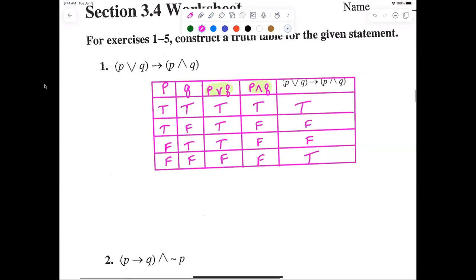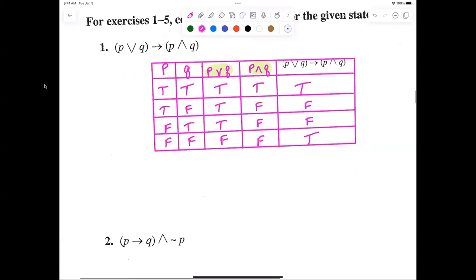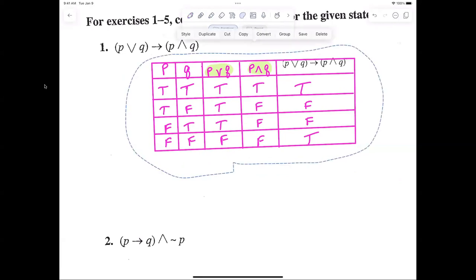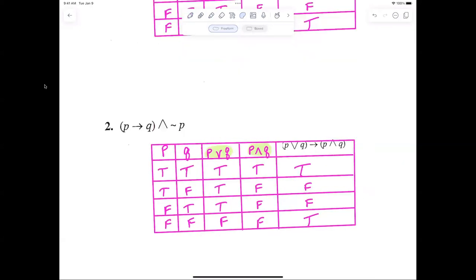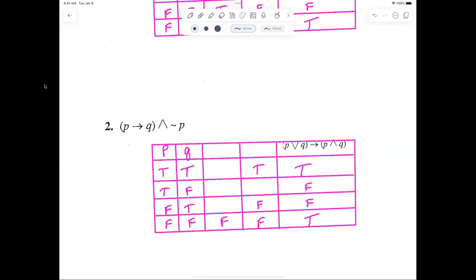Now, does everybody understand how annoying it would be if I had to keep writing the truth table, correct? That's why I like the iPads. That's why I let you do it on the iPads. Because now you can just come over here and grab this if you want, duplicate it, bring it down here, and then erase all this information and start over. All right, so let's practice this one.